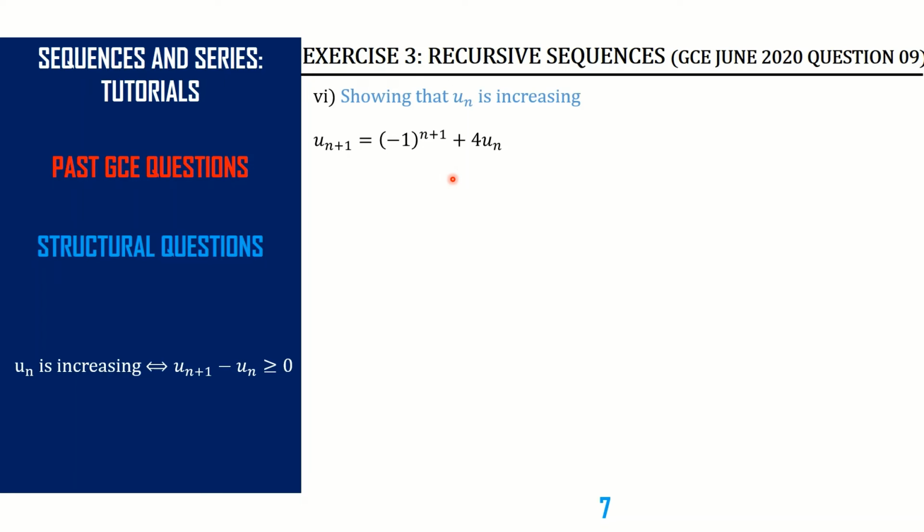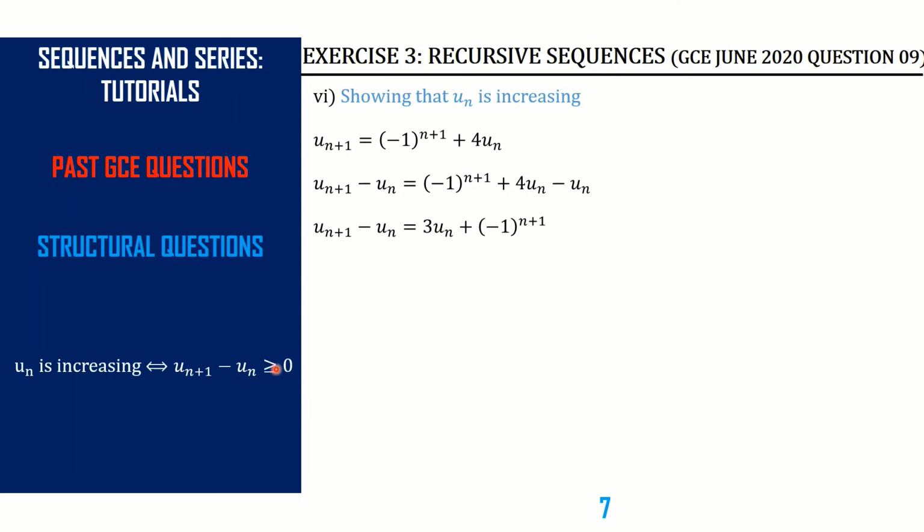So having that u of n plus 1, we need to show that u of n plus 1 minus u of n is greater than or equal to 0. So we need the expression of u of n plus 1 minus u of n. So u of n plus 1 minus u of n is this. This is u of n plus 1 minus u of n. So u of n minus u of n gives us 3u of n, then plus negative 1 raised to the power n plus 1.